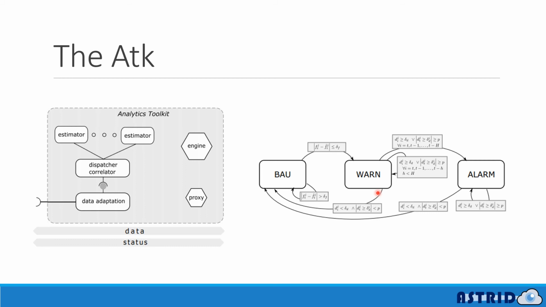The ATK switches and remains in the alarm status when either one node exceeds the individual threshold or a number of nodes exceed the correlation thresholds. In both cases, this should happen for a number h of consecutive evaluations, applying a proper hysteresis to avoid false positives.